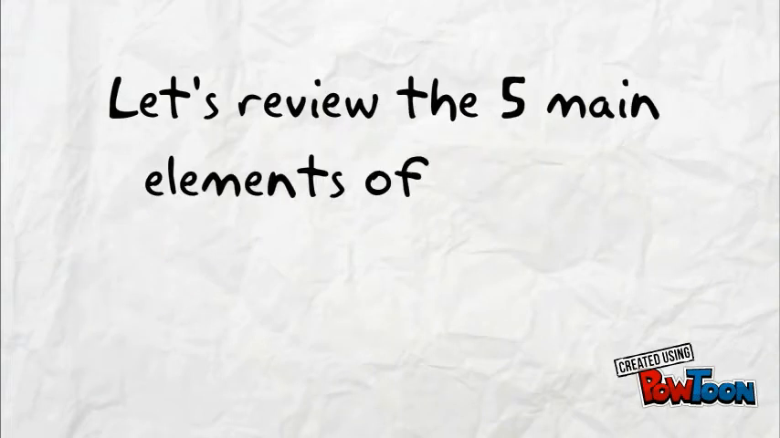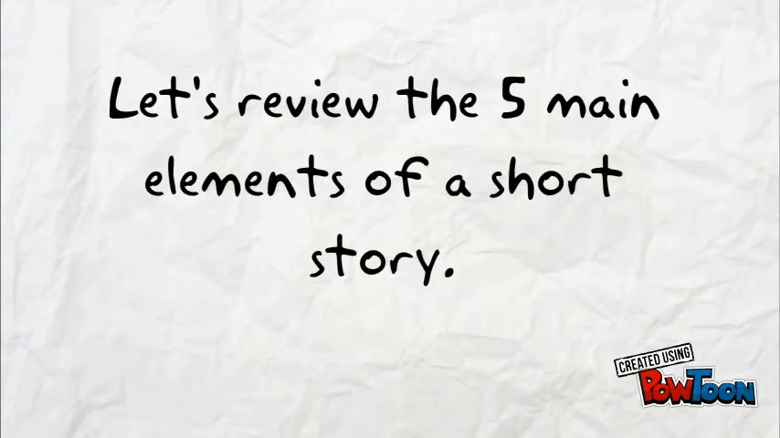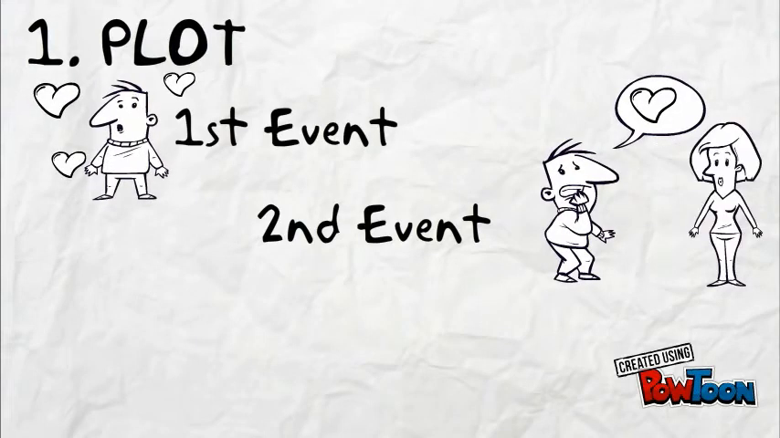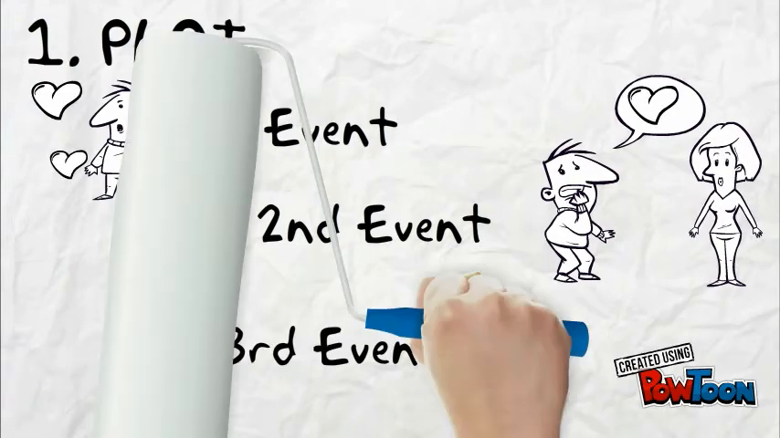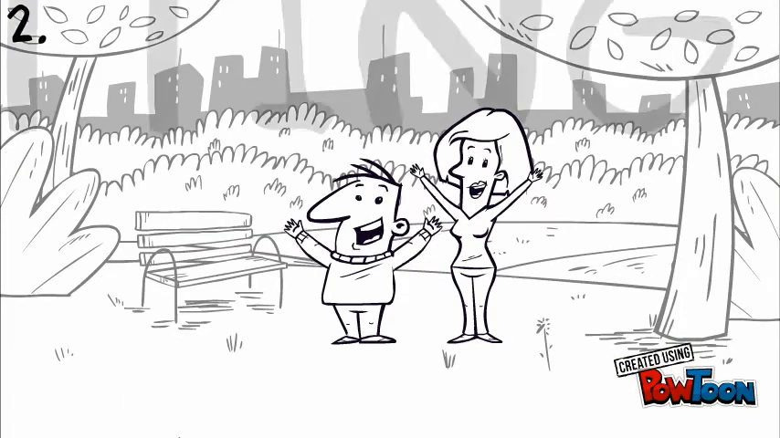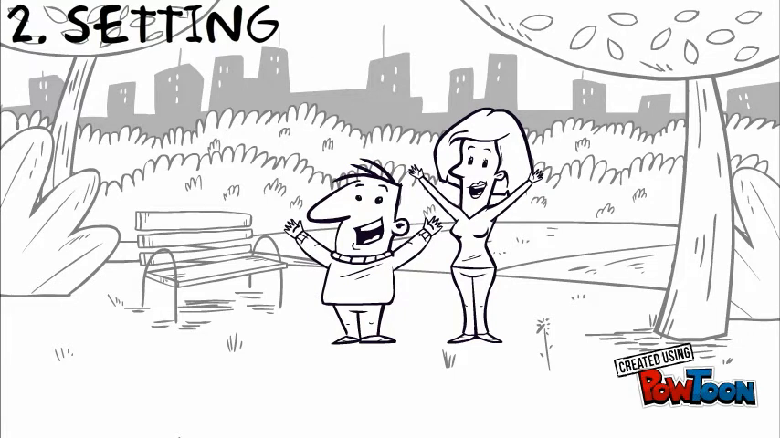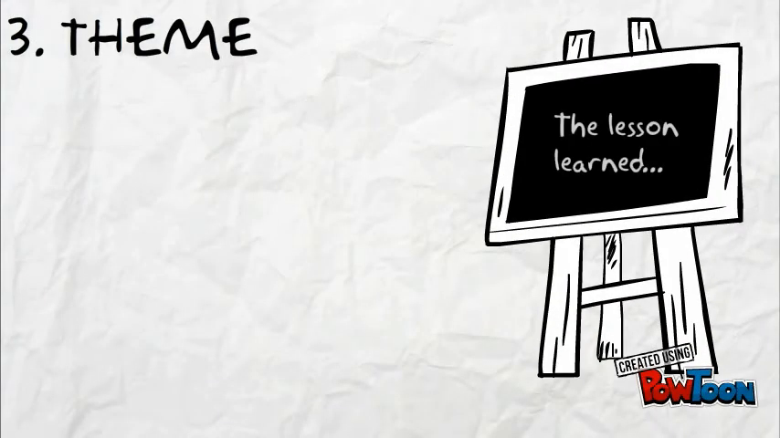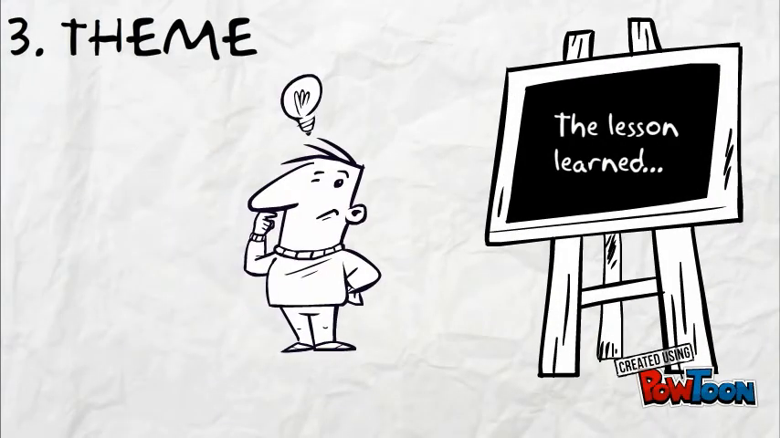Let's review the 5 main elements of a story. Plot: the sequence of events in a story in which each event results from a previous one and causes the next. Setting tells where and when the story takes place. Theme is the central message of the text.